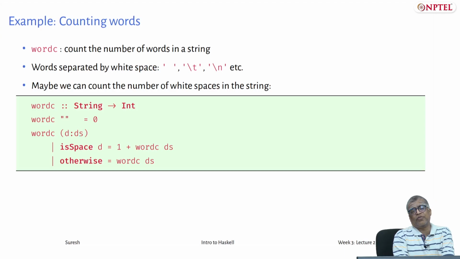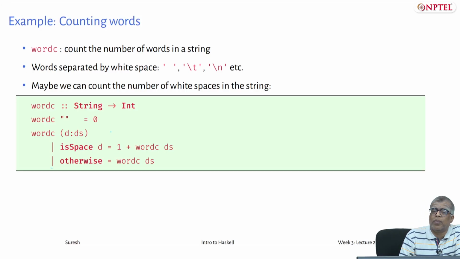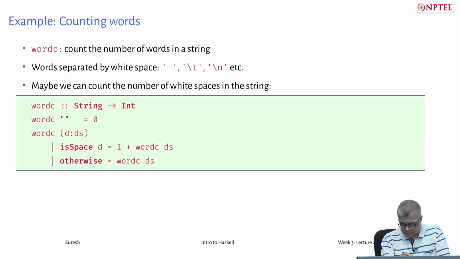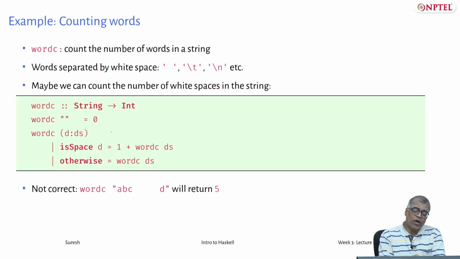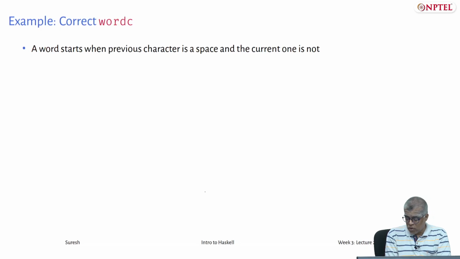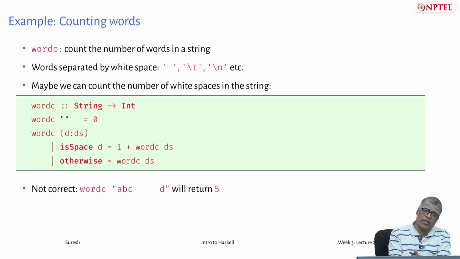You're saying wordCount of the empty string is 0, and wordCount of D colon Ds is: if D is a space, then 1 plus wordCount of Ds, otherwise you just give wordCount of Ds, let us say. Yeah, this won't work because wordCount of A, B, C, D will return 5, and there are only 2 words there, okay. And there are other errors that might happen in this program, okay. We leave it to the reader to figure out what all the kinds of errors are that this program has.